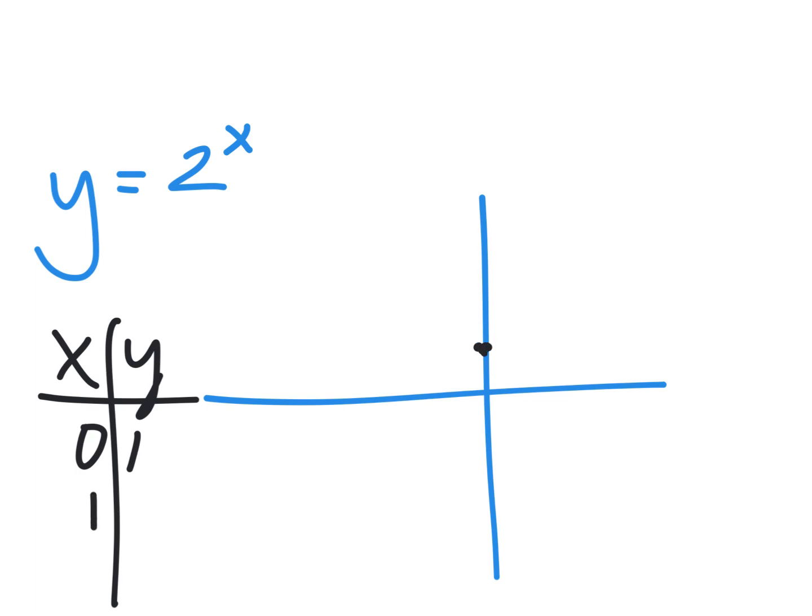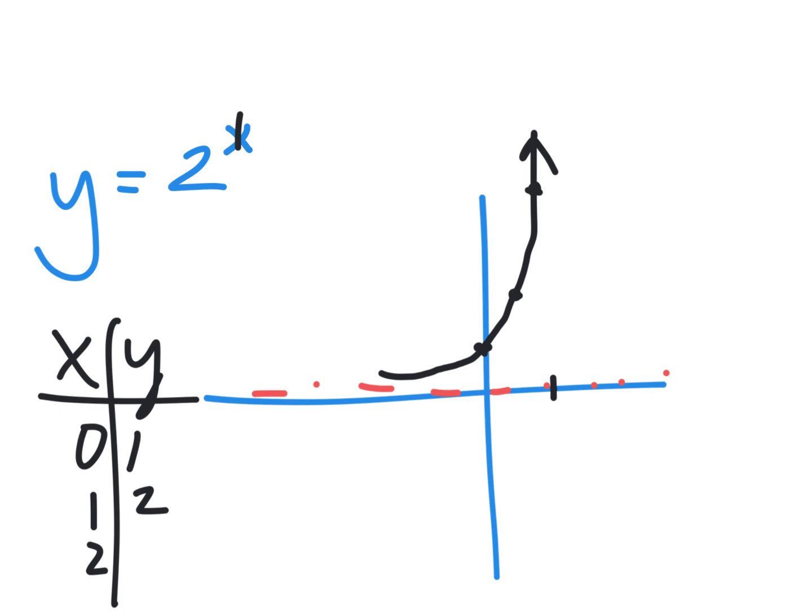And then put in 1. 2 to the 1. Y equals 2 to the 1. Y equals 2. Over 1, up 2. And you'll see the graph looks like this. It goes up really steeply. If you go over 2, it's going to be 4. There is an asymptote on these, right there, and that is an exponential graph. Does that make sense to you? 2 to the x. It's exponential.